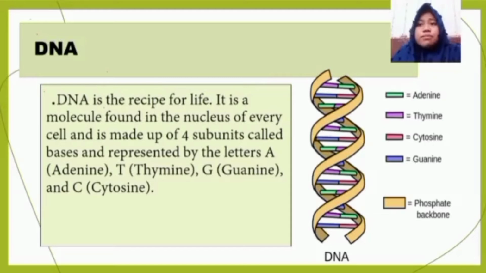DNA is the recipe for life. It is a molecule found in the nucleus of every cell and is made up of four subunits called bases, represented by the letters A for adenine, T for thymine, G for guanine, and C for cytosine. As we can see in the picture, DNA has four subunits or bases: adenine, thymine, guanine, and cytosine.